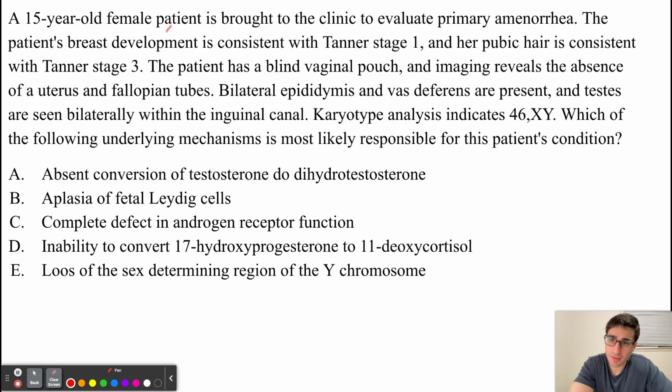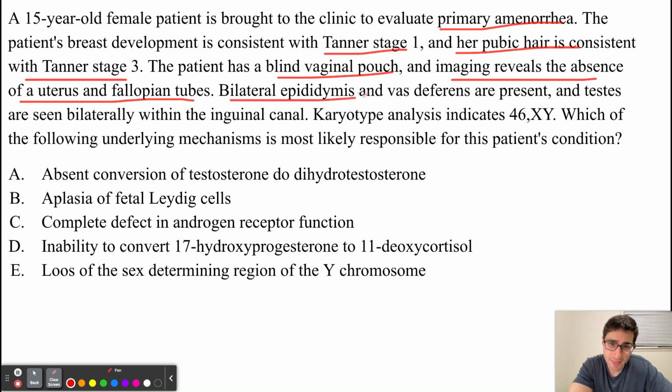A 15-year-old female patient is brought to the clinic to evaluate primary amenorrhea. The patient's breast development is consistent with Tanner stage 1, and her pubic hair is consistent with Tanner stage 3. The patient has a blind vaginal pouch, and imaging reveals the absence of a uterus and fallopian tubes.